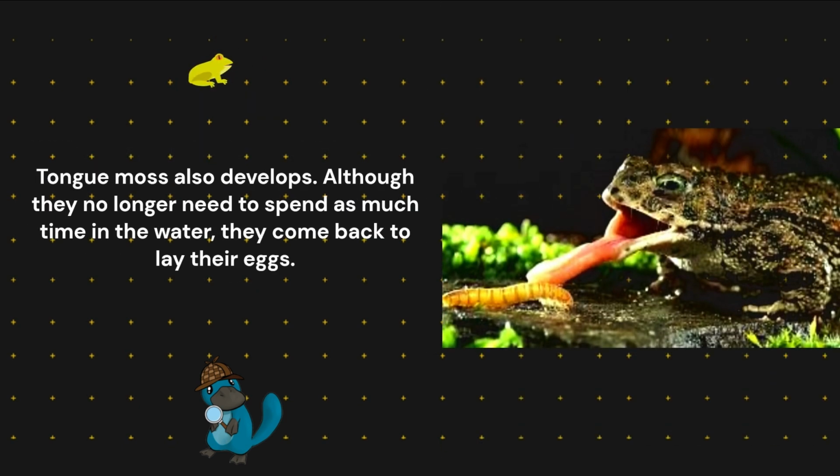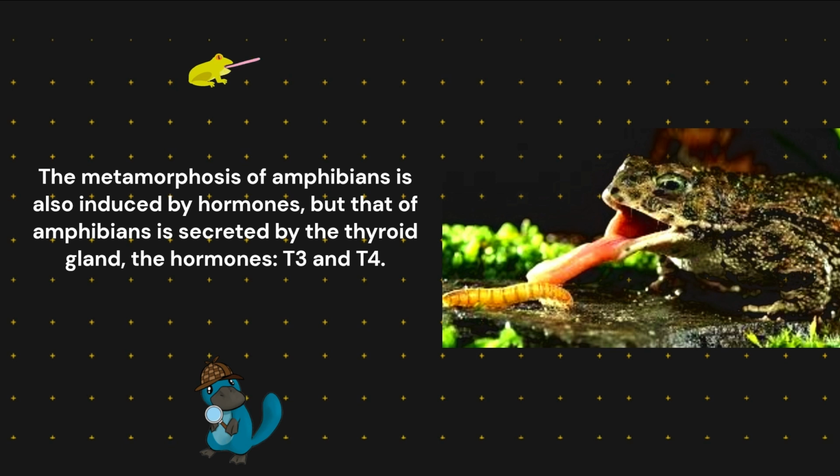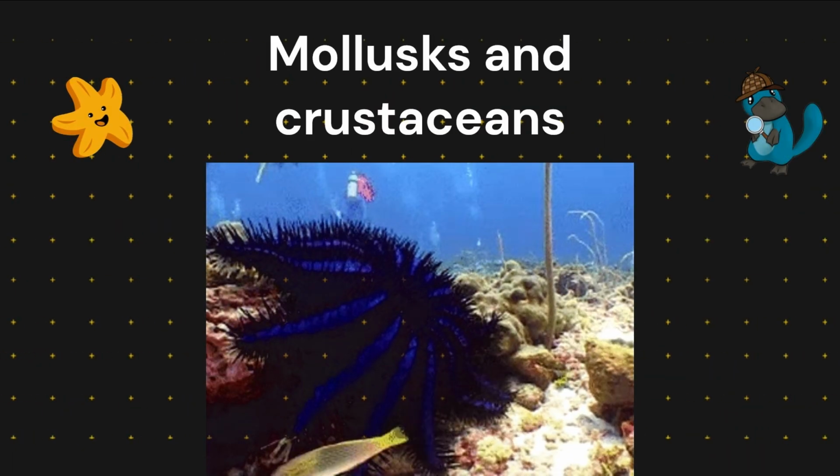The tongue also develops. Although they no longer need to spend as much time in the water, they come back to lay their eggs. The metamorphosis of amphibians is also induced by hormones, but that of amphibians is secreted by the thyroid gland, the hormones T3 and T4.